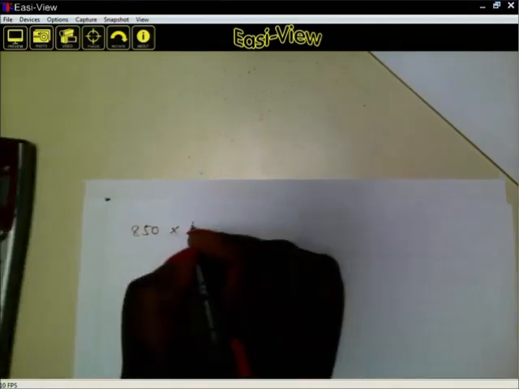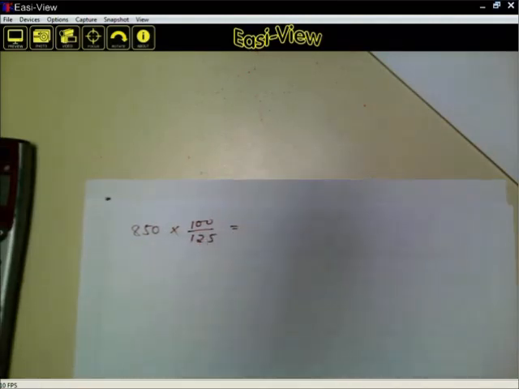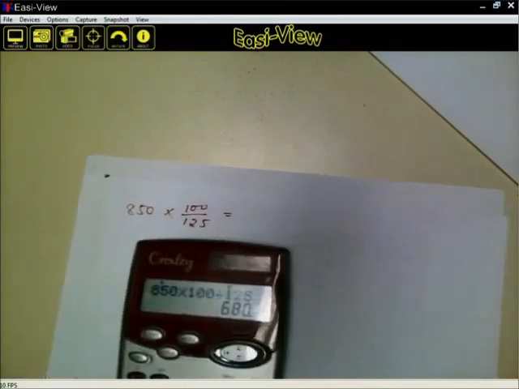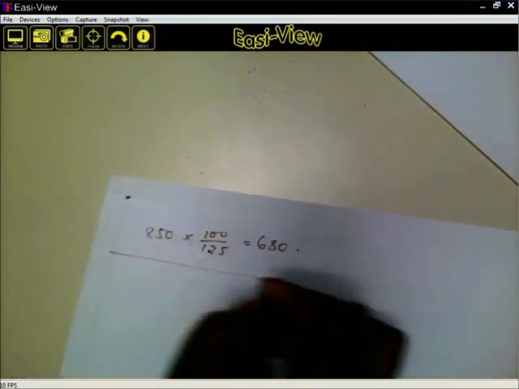We say multiply by 100, divide by 125. 850 multiply by 100, divide by 125. We are having 680. This 680 is our cost of sales for our goods.